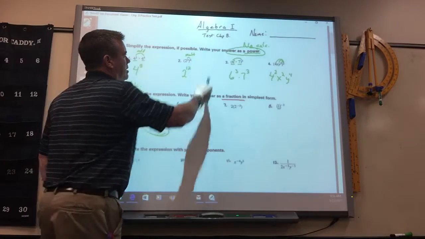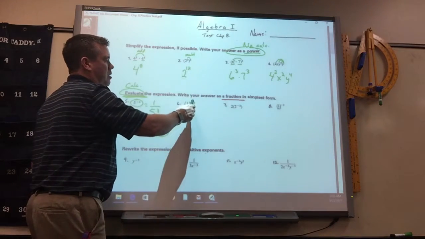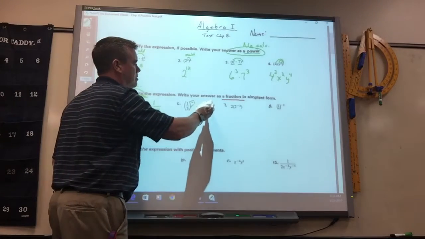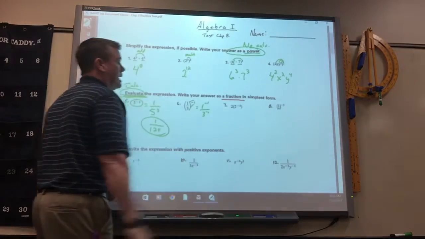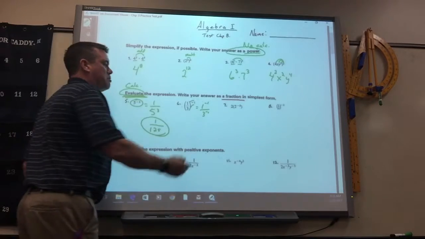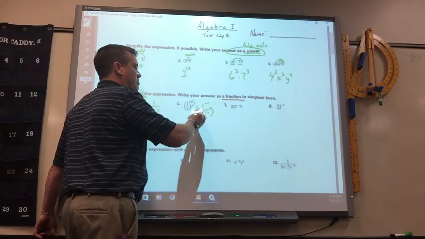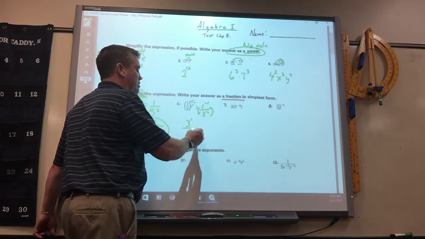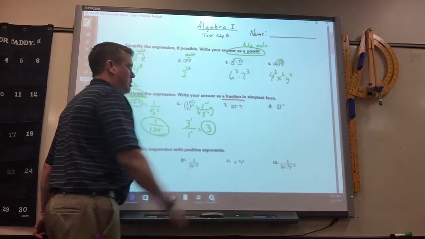Here, it's just like the rule for a power to a power. You've got to do both of these to the -1. And since they're both negative exponents, you've got to flip them both. This goes up, this goes down. So it'd be 3 to the 1st over 1 to the 1st, which just simplifies to 3.